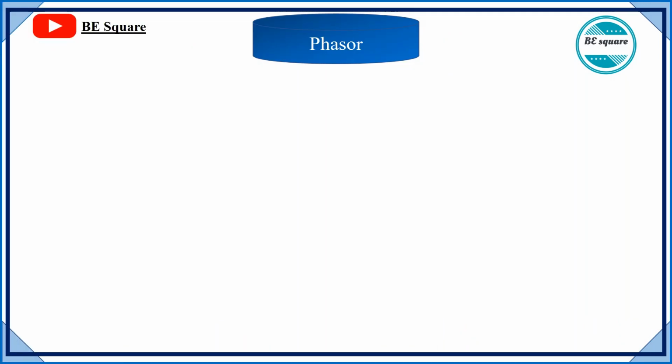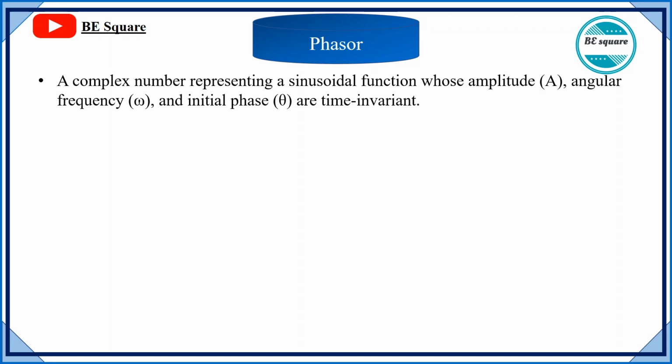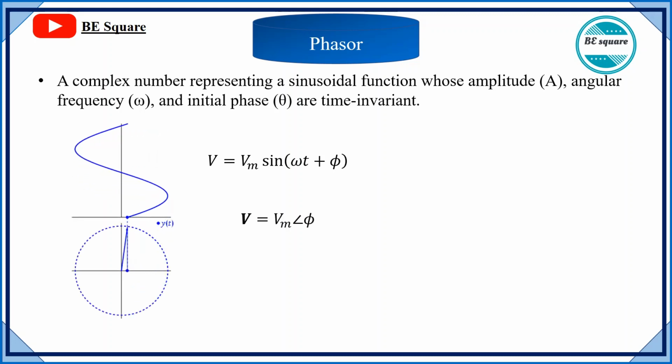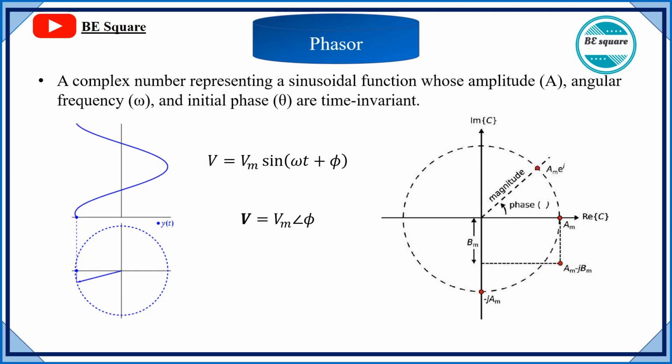Next topic is phasor. What is a phasor? A phasor is a complex number representing a sinusoidal function whose amplitude A, angular frequency omega, and initial phase theta are time invariant. As we saw earlier, v equals Vm sin(omega t plus phi) is a sinusoidal signal. Bold V equals Vm with angle phi. Here bold V is the phasor. In this diagram, a circle with a dotted line of magnitude and phase is shown in real and imaginary axes.